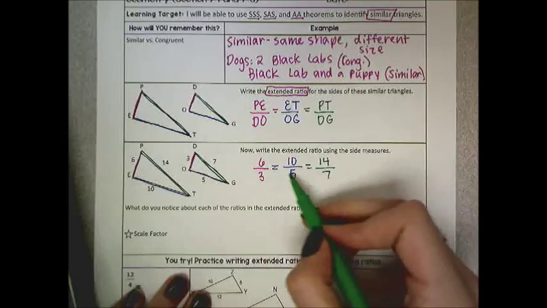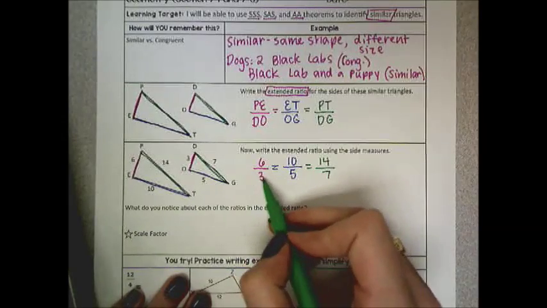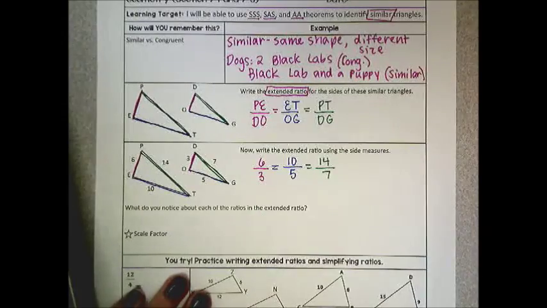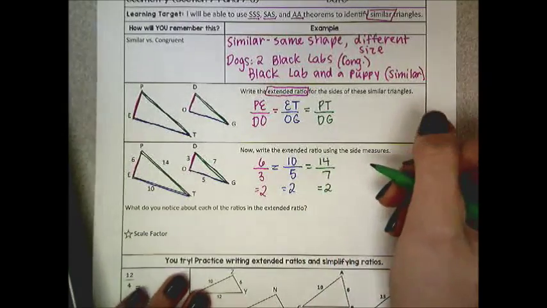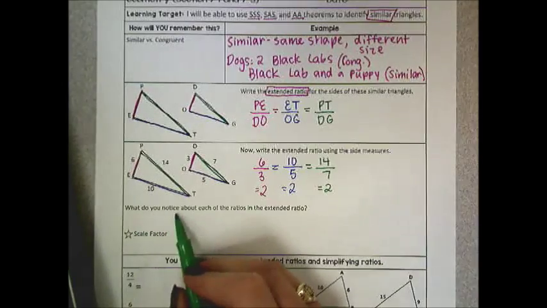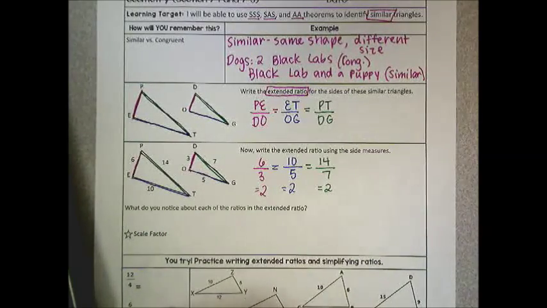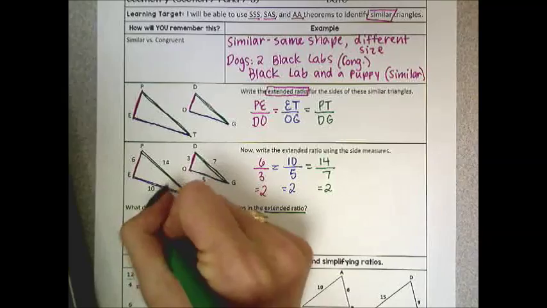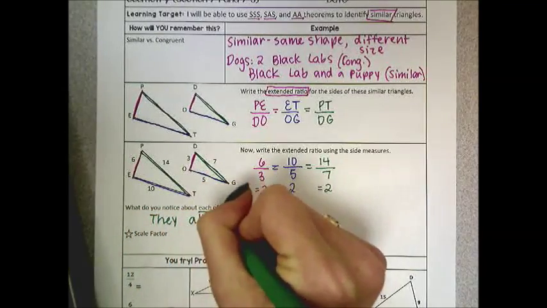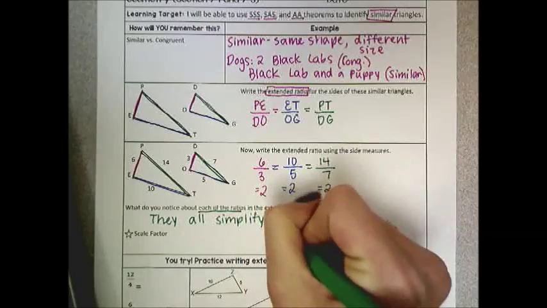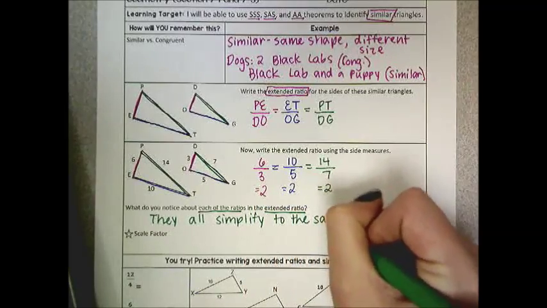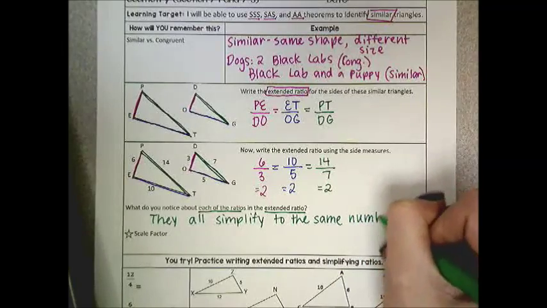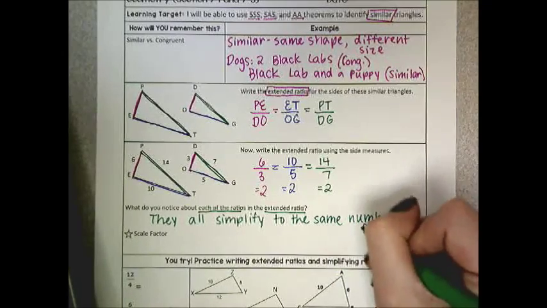If I typed each of these into my calculator, or divided both the numerator and denominator by the same number, I'm going to see that each of these little ratios is going to simplify to 2. Right? 14 divided by 7 is 2, 10 divided by 5, and 6 divided by 3. So what do you notice about each of the ratios in the extended ratio? They all simplify to the same number. Or sometimes it might be a fraction.